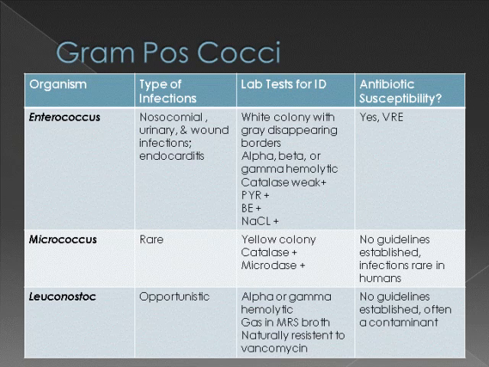Next, we have Enterococcus. Enterococcus commonly causes nosocomial infections as well as urinary and wound infections. It may cause endocarditis as well. On blood agar, it appears as a white colony with gray disappearing borders. It can be alpha, beta, or gamma hemolytic. It is catalase weak positive.